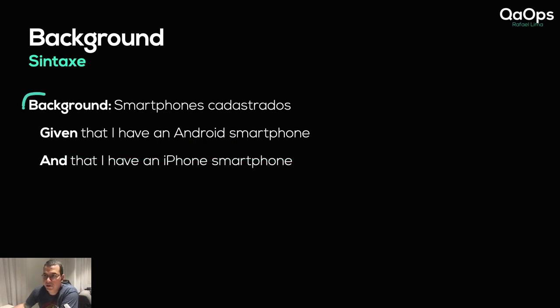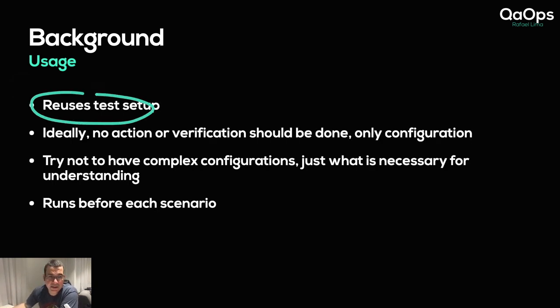So the importance of the background is that it's going to be executed before every scenario. So you're going to have one background, and you're going to have 10 scenarios. That background is going to be executed 10 times, before each scenario. So you need to be mindful of how you use it, because if you have a background just for two scenarios and you have 10 scenarios, that background is going to be executed for the other 8. And you don't want that, because you are wasting time. It's better to have the setup for those two. So it reuses the setup, as I said.